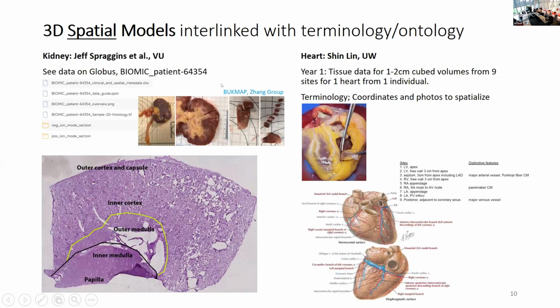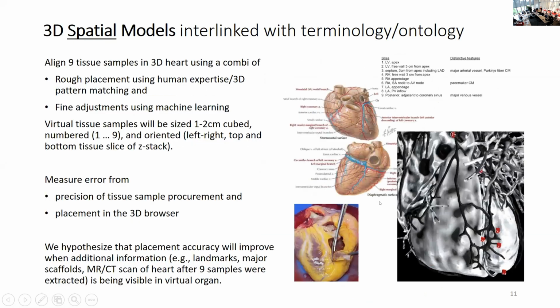In terms of how the registration is currently done, typically the pictures are taken from the dissection process. There are also manual annotations of different areas. And here on the right-hand side, you see the 9 sites from which Shinlin is planning to extract tissue samples. We believe that a combination of rough placement by human experts, here a surgeon, and then 3D pattern matching, plus fine adjustment using machine learning ultimately, but initially using also human intelligence so that we have training data, will give us the best results of registering tissue samples with the CCF.